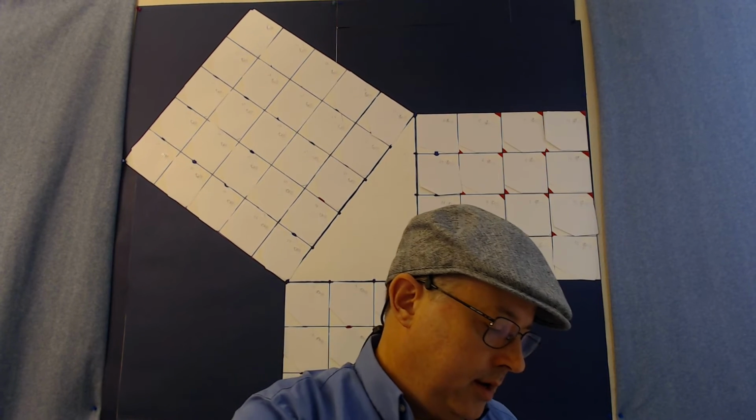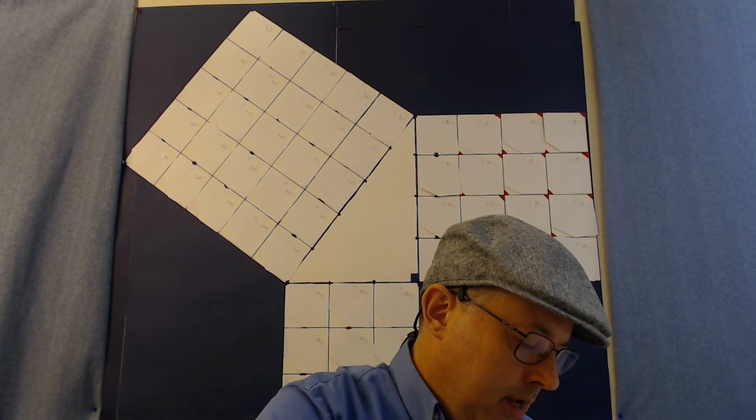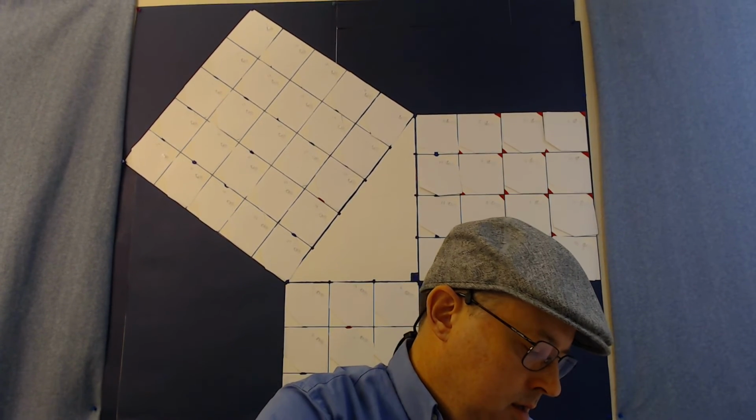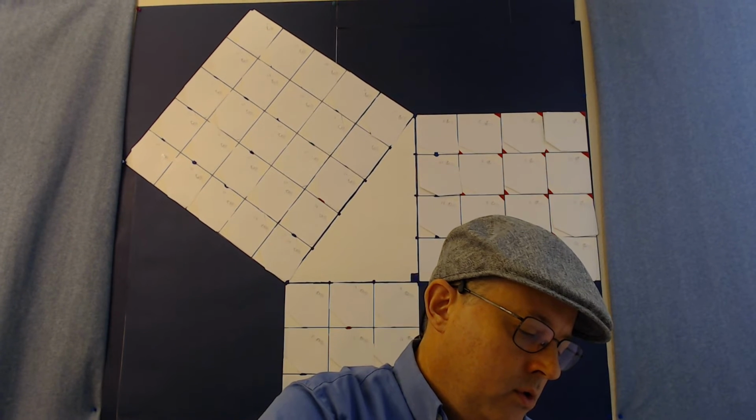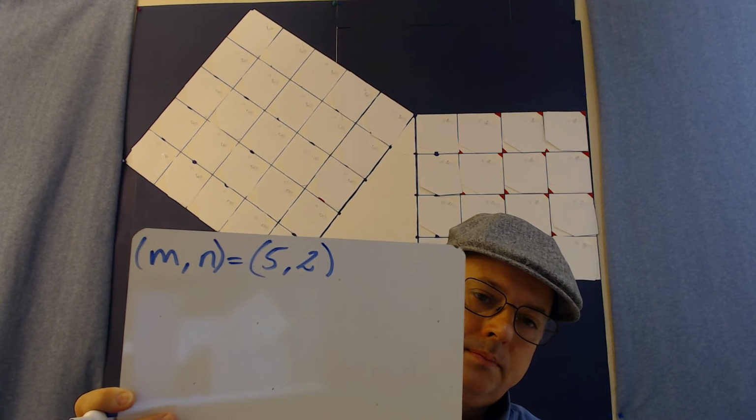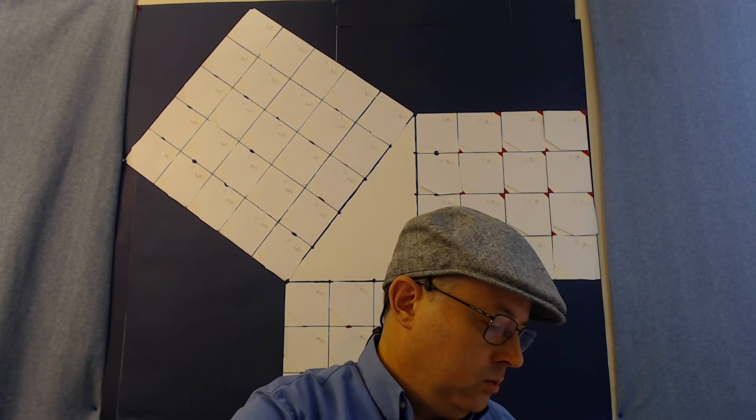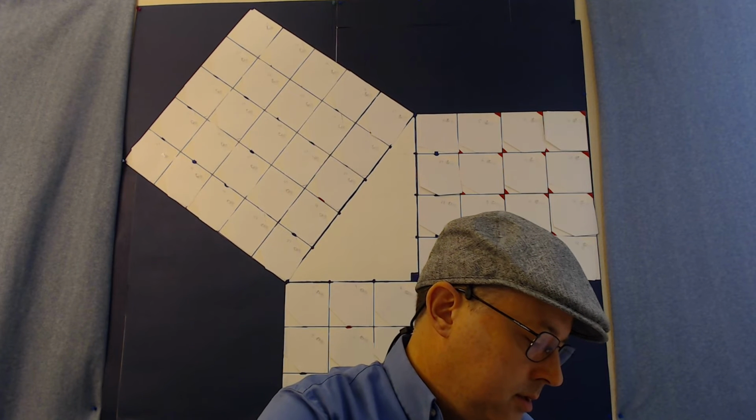So let's see that this works. Remember, we had that Pythagorean triple 20, 21, 29. And that comes from the m and n combination of 5, 2. So we're going to say m, n is 5, 2. And then we're going to go through the process.